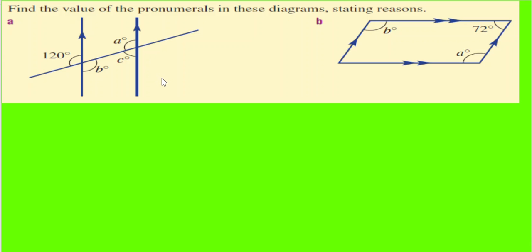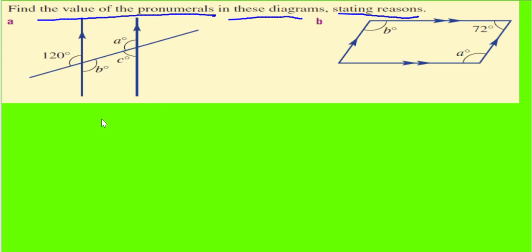I'm going to pause this video again, and I want you to pause it, and have a go at finding the value of the pronumerals, the letters, so in this case A, B, C. You don't have to find them in that order either, you can find them in any order you wish, in these diagrams, and state the reasons why. That's the important thing. State why and how you got your answers. So pause this video now and off you go and have a go.